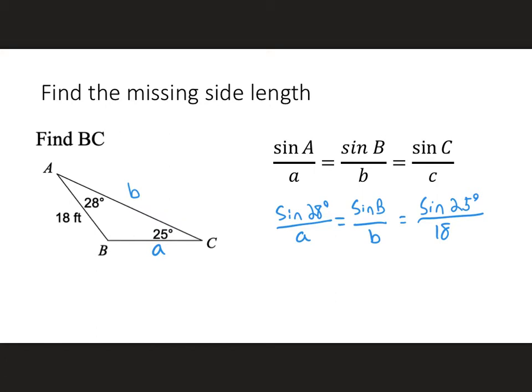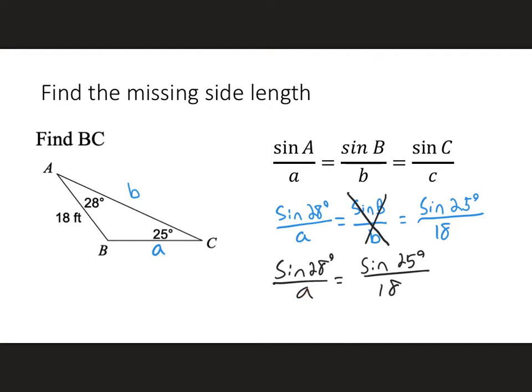Since the sine of angle B over side B is not filled out at all, and none of that information is what we're actually looking for, we don't need that as part of this. So if we rewrite our proportion omitting the sine of B over B, we will have the sine of 28 degrees over A equals the sine of 25 degrees over 18. And this proportion only has one unknown variable, and that is A.